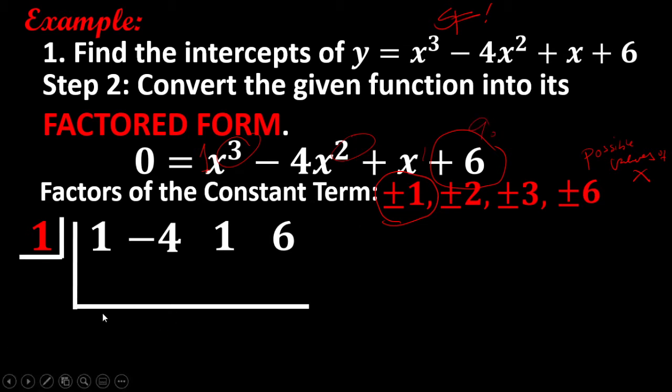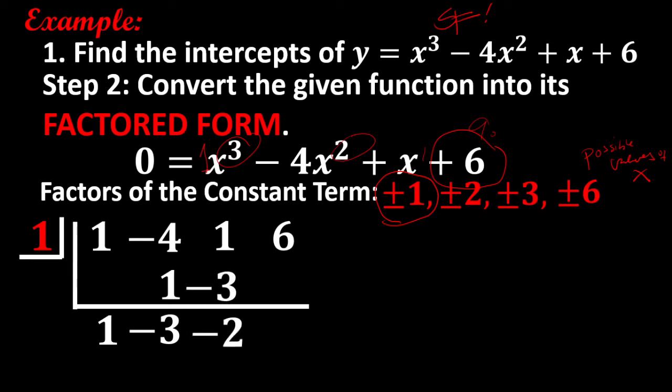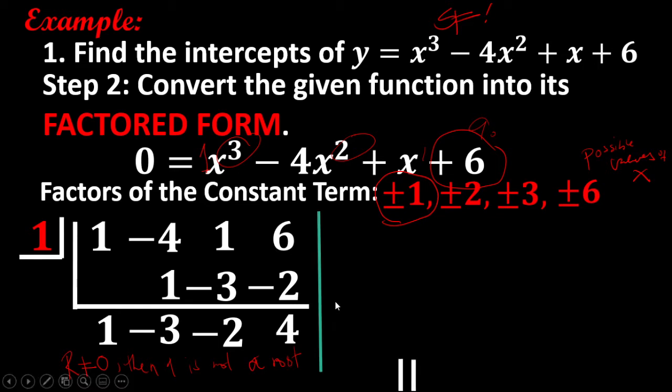And then, first step, bring down 1. 1 times 1, that is 1. Negative 4 and 1 is negative 3. Negative 3 and 1 is negative 3. 1 minus 3 is negative 2. Negative 2 and 1, that is negative 2. 6 minus 2 is 4. Now, since the remainder is not equal to 0, then 1 is not a root. Okay? So, hindi siya root. Mag-try ka ng iba. Now, next, we have negative 1.